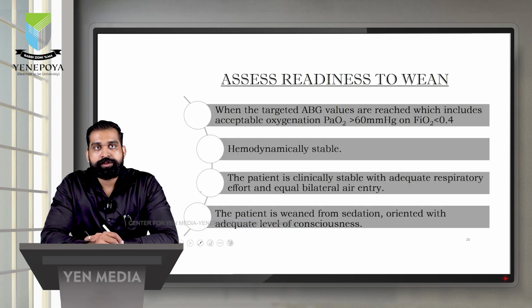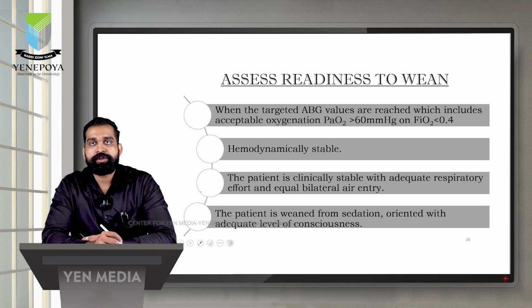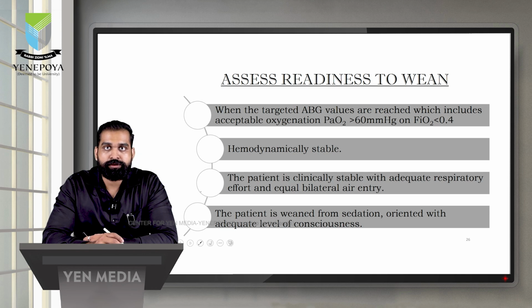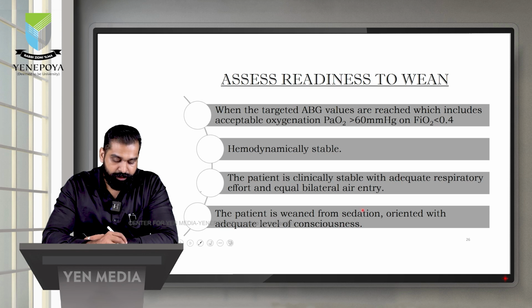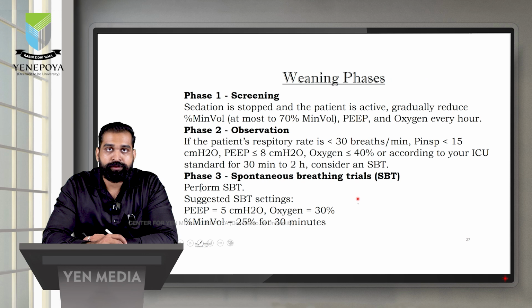Now, to assess the readiness of weaning, you have to make sure that the reason for intubation and for the initiation of mechanical ventilation is completely resolved. You have to have the arterial PaO2 more than 60 millimeters of mercury with an FiO2 requirement of less than 0.4. Patient has to be hemodynamically stable, clinically stable with adequate respiratory efforts and bilateral equal air entry. Patient has to be weaned off from sedation, has to be oriented, has to have adequate level of consciousness. If that's confirmed, you can move on to weaning.